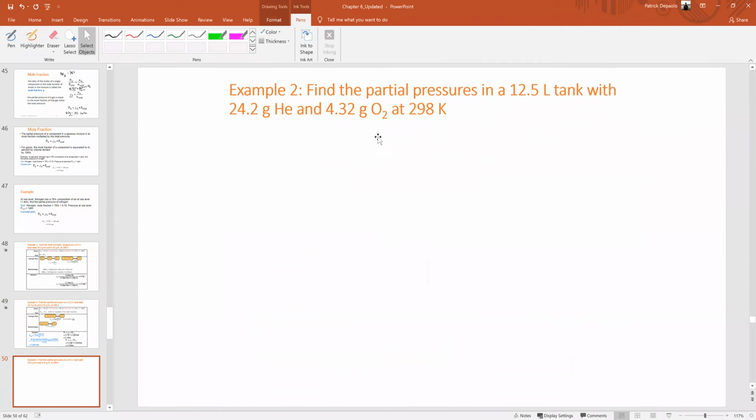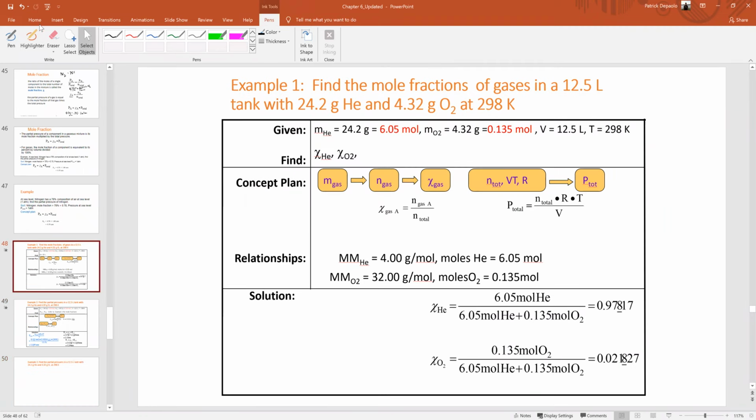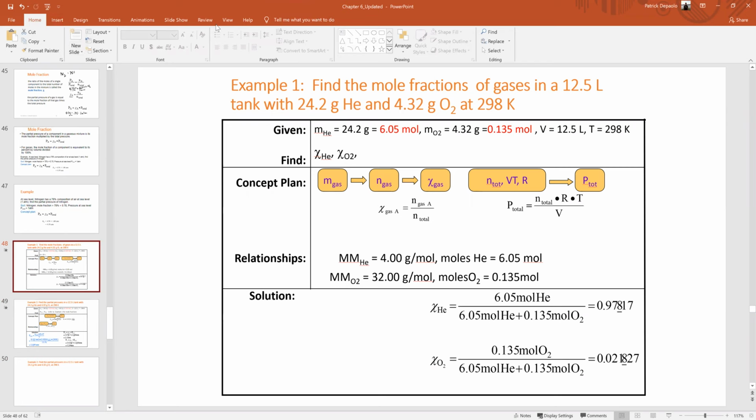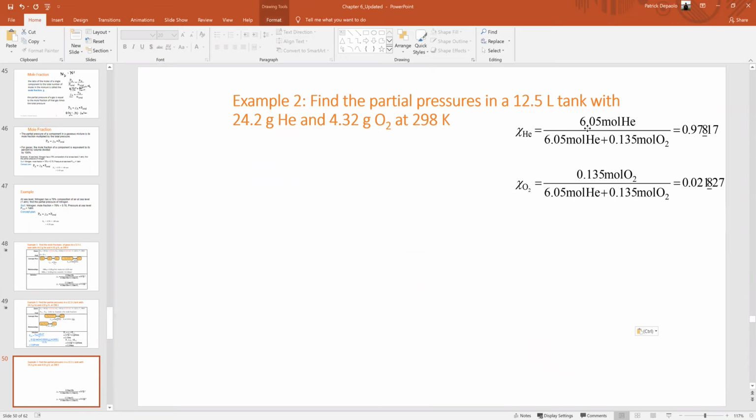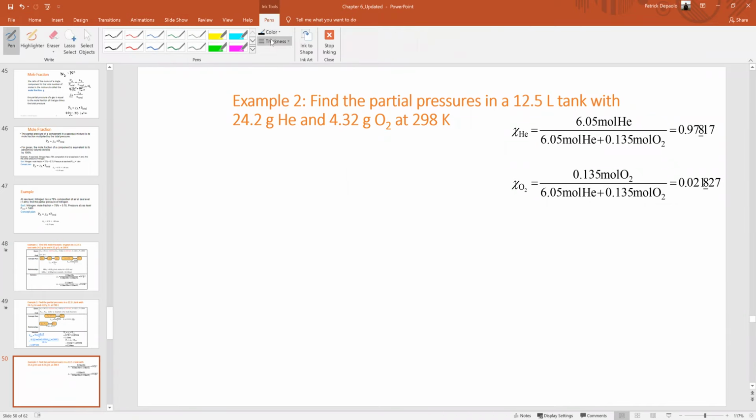Okay. So from the previous problem, we know the mole fractions for our samples: helium is 97%, oxygen is 2%. So from that, we can figure out more information. There are two ways to do this, like I said, but we'll do one of them. So, find the partial pressures.